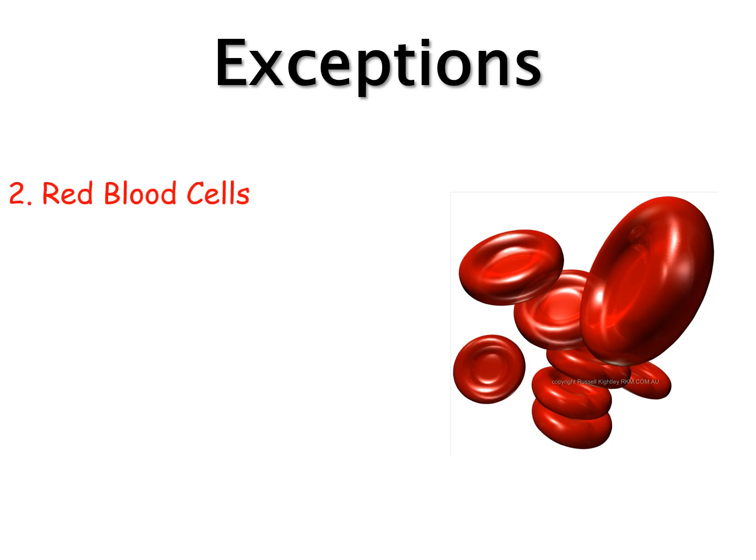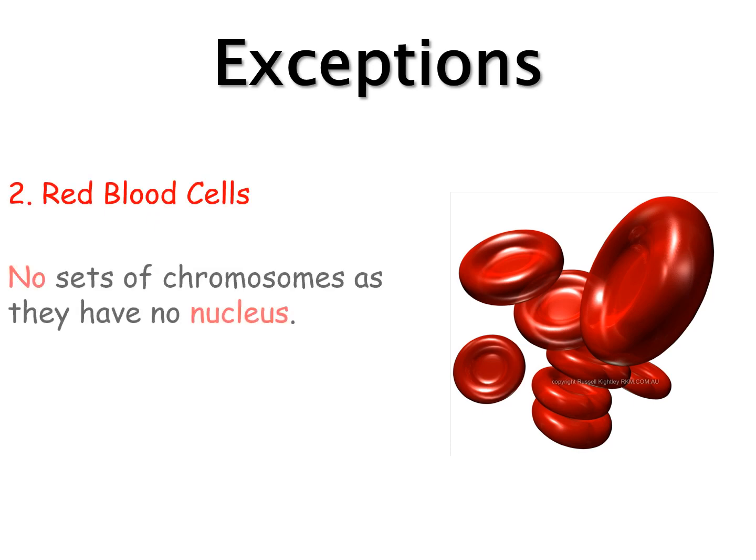The second exception to this is a red blood cell. If you remember specialised cells again, red blood cells have several adaptations, one of which is that they have no nucleus. So think about what we've already learned about chromosomes. Where are chromosomes found? Chromosomes are found in the nucleus. The red blood cell does not have a nucleus, so that means that there's no chromosomes present at all.